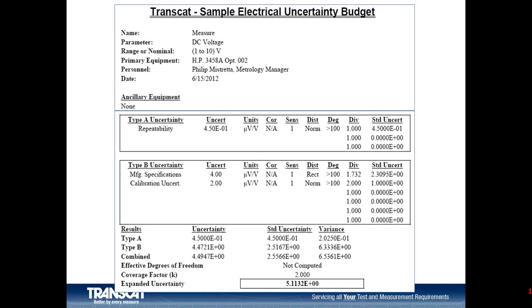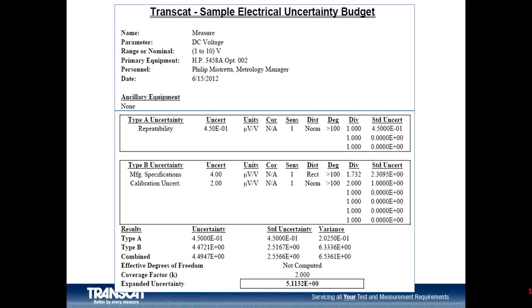So then going across the page, we have the uncertainty value for each of those. Then we have the units, and you can see here that the units are the same for all of these. We do that intentionally to avoid the complication of computing sensitivity coefficients in this table. We simply make sure that all the uncertainty values that go in here are in the same units of measure. In this case, microvolts per volt. And that allows us to use the sensitivity coefficient of 1.